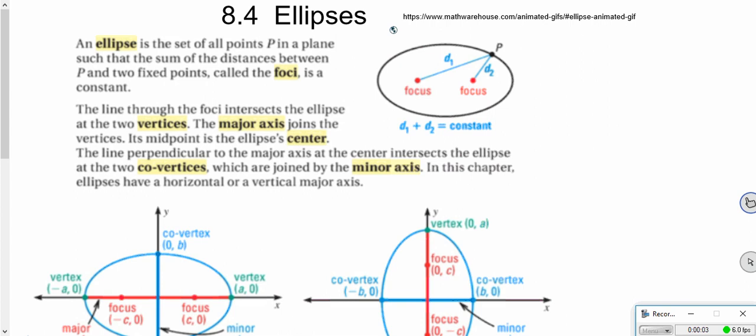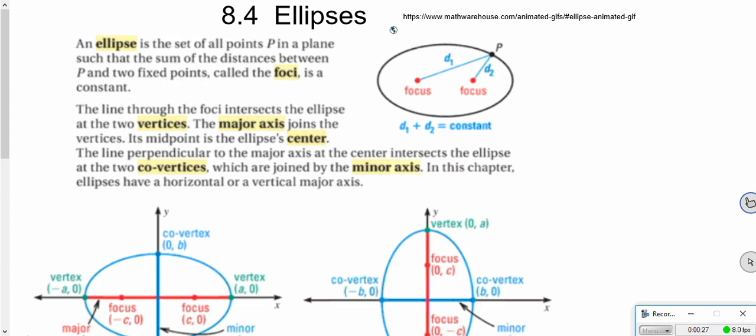Okay, Algebra 2 kids, this is section 8.4. Now, just a reminder, we skipped 8.1. 8.2 was on parabolas, a little different way to think about parabolas than what we did back in chapter 1 with quadratic equations. Here we're talking about parabolas with a focus and directrix.